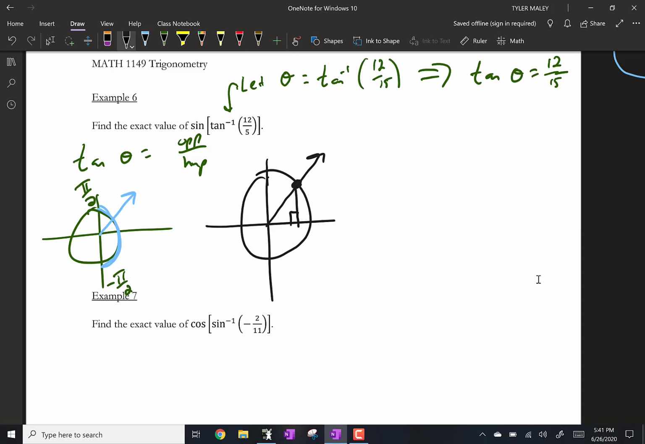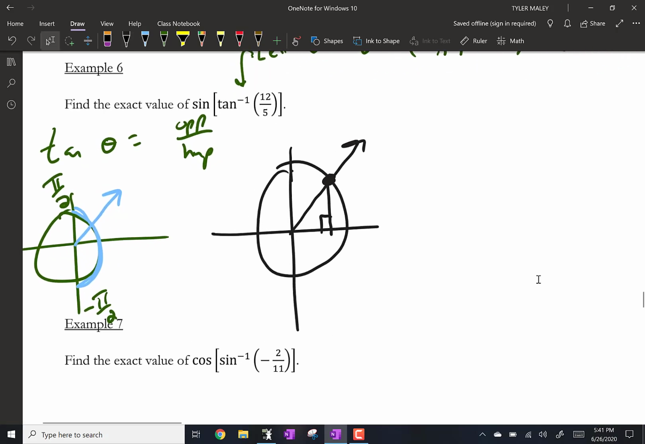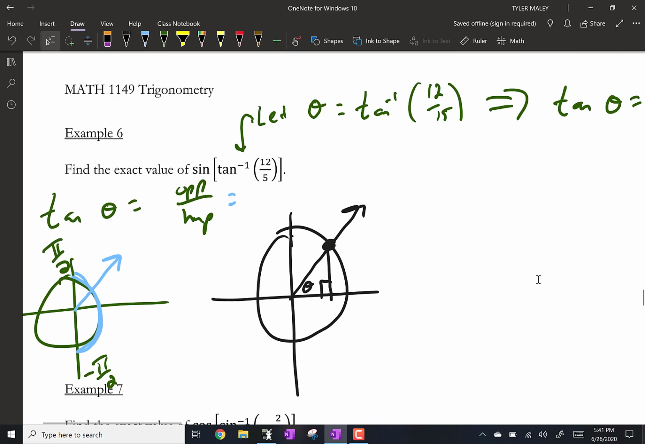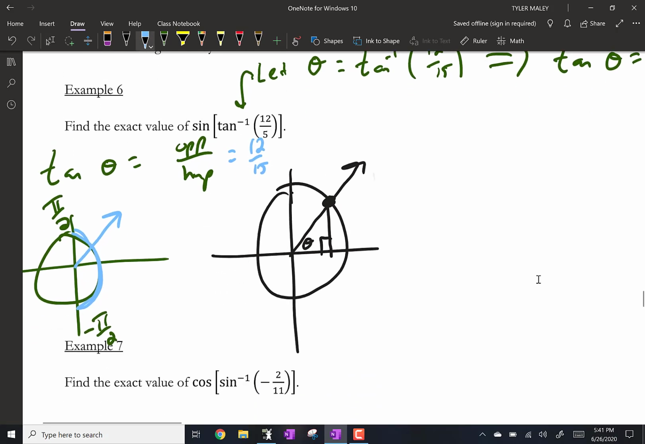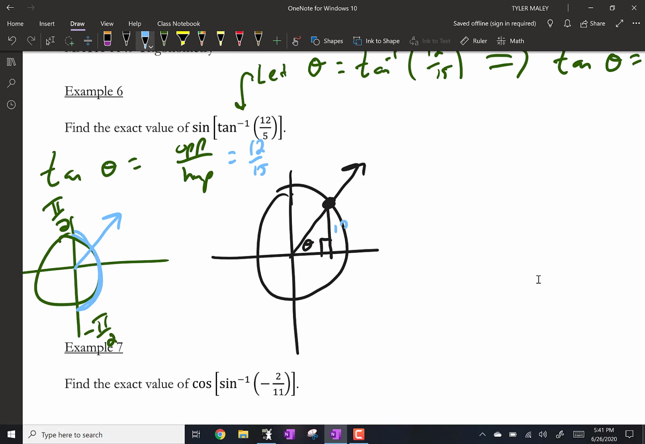So in other words, my picture is I'm going to have this right triangle, and here's theta. Tangent is opposite over adjacent, which is equal to 12/5. So the opposite would be 12. It's not opposite over hypotenuse, it's opposite over adjacent. I don't know why I wrote that. So 5 should be here. We don't know the hypotenuse, so we can call this, maybe, r.